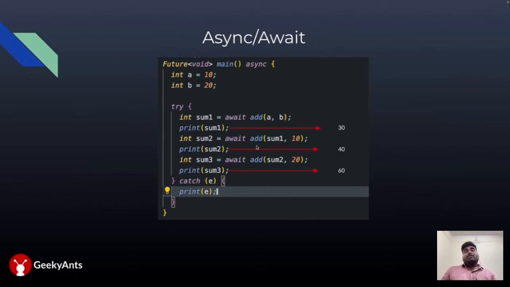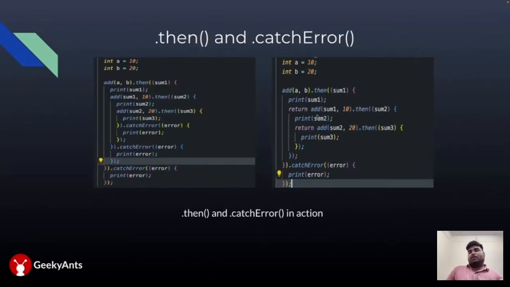Now, there are a few more benefits to async await regarding the scope of the values. Here, when I am calling the function for sum3, I have access to the values of sum1 and sum2 both. But while I was using dot then, when I'm calling the add function for sum3, I don't have access to the value of sum1. To make it accessible, I have to define a global variable, and after resolving this, I have to assign that value to it, and that's a lot of work. So that's not good.